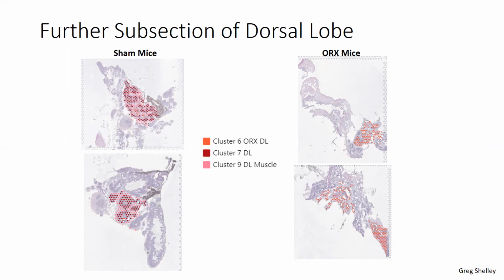However, in the sham mice, we were able to further subsection the dorsal lobe into spots that showed a lot of the usual gene markers for dorsal lobe, but also some spots that showed a lot of muscle cell expression. If we were just to section these out, we would have missed some of this expression, knowing that these muscle cells were linked with the dorsal lobe, so we can look at them specifically. We can also look at them in conjunction with the orchiectomy mice, or just look at the dorsal lobe spots that show high levels of the expected gene expression to look at what other differences are in there following the surgery.